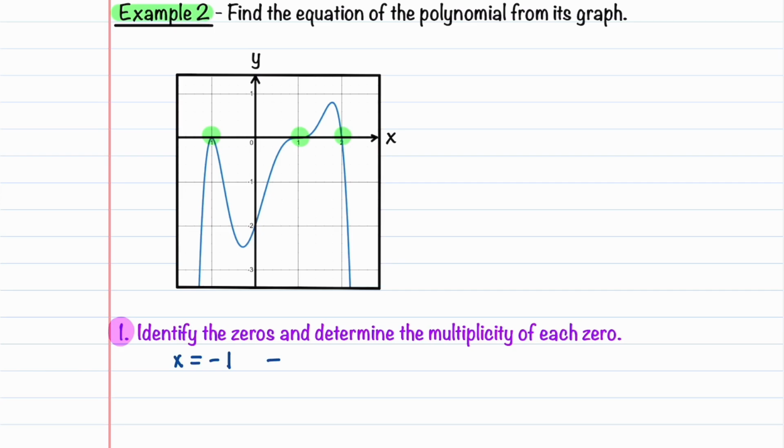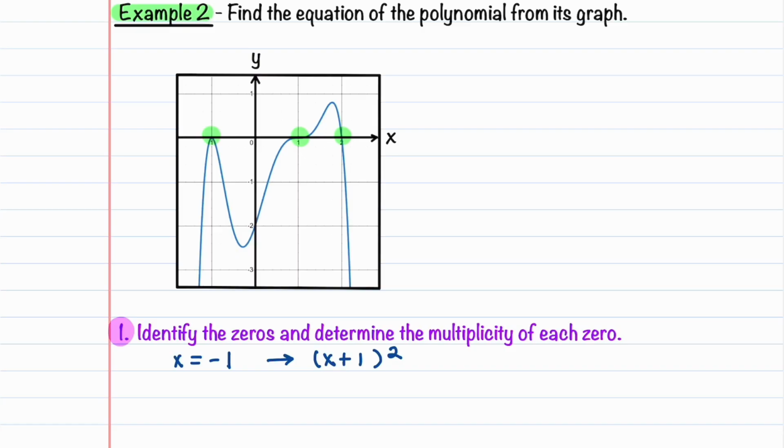So our factor is going to look like x + 1. Remember, you just change the sign. And then because it touches the x-axis and turns around, we are going to have a multiplicity of 2. So that's going to be (x + 1) quantity squared.